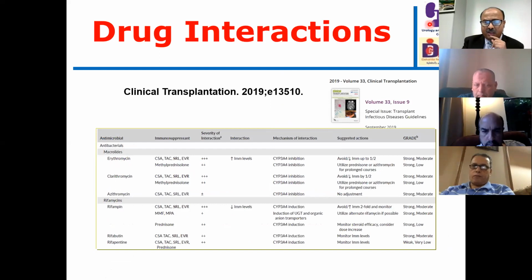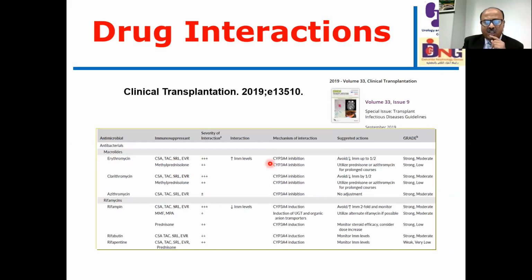Erythromycin is an antimicrobial antibiotic that is associated with significant cytochrome P450 3A4 inhibition. And this is an important inhibitor for the cytochrome system. This is why there is marked interaction. 3+ means marked interaction with cyclosporin, tacrolimus, sirolimus, and everolimus. And the guidelines recommend, if we are going to use erythromycin with these drugs, we should start with reduction of immune suppression to 1/2 of the initial dose and monitor drug level.